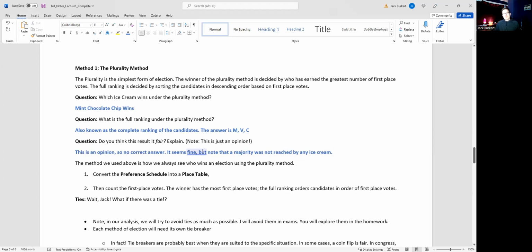But one thing that might be frustrating about the plurality method with more than 2 candidates is that a majority was not reached by any particular ice cream. So maybe it feels wrong to call the winner something that didn't achieve the majority, because it turns out that the majority of people actually don't think it's the best ice cream. So that's kind of one of the weaknesses of the plurality method. And of course, the method we used above always works. We can just convert the preference schedule into a place table, and then we can just count the first place votes. And the first place votes tell us the complete ranking of an election.